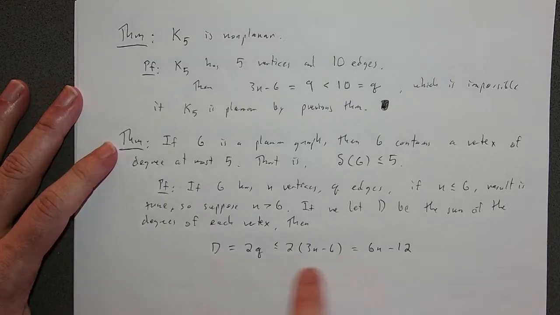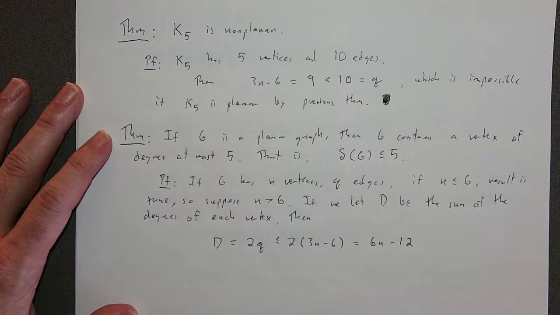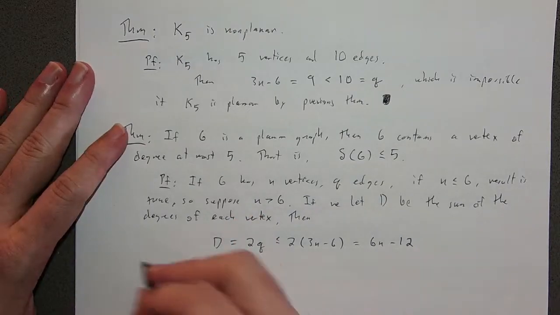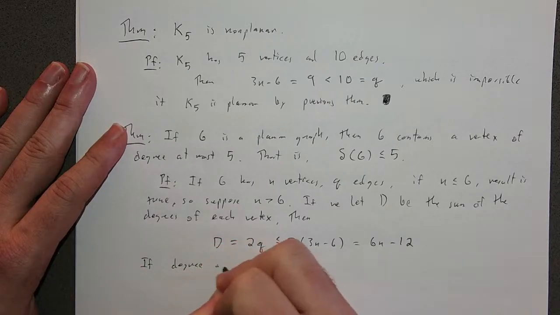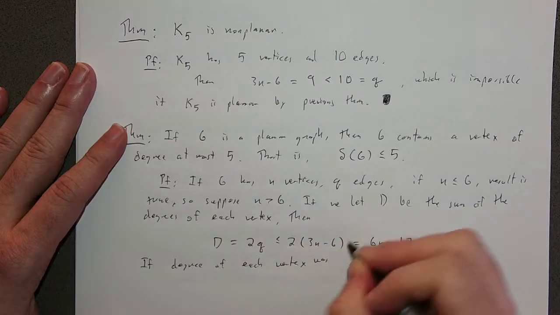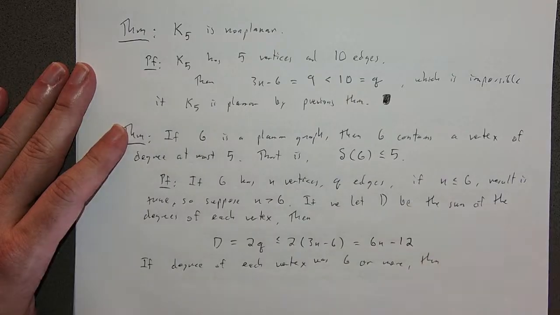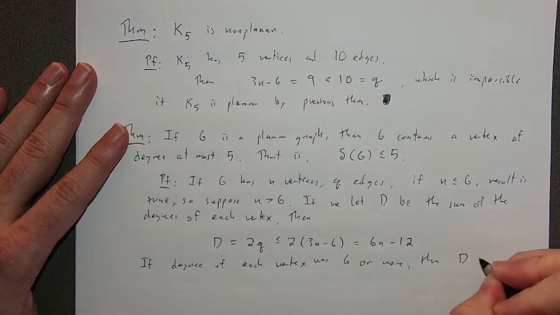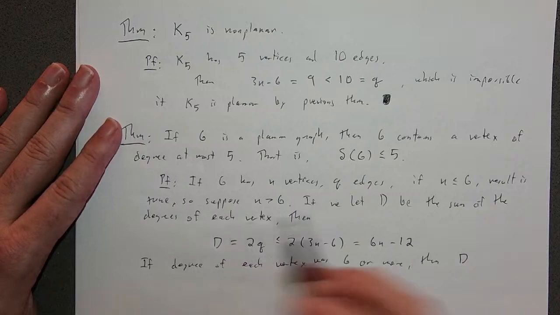So D has to be less than or equal to 6n minus 12. We have assumed that the number of vertices is 6. If the degree of each vertex was 6 or more, then D would be, this is the sum over all of the degrees of every vertex in G.